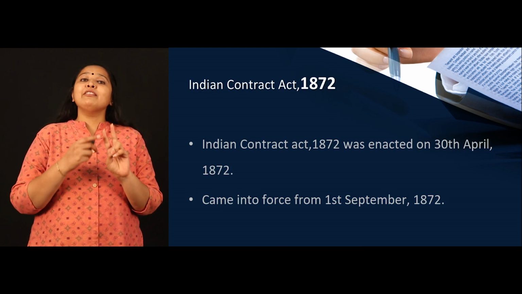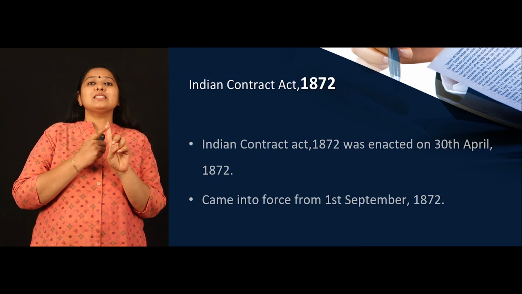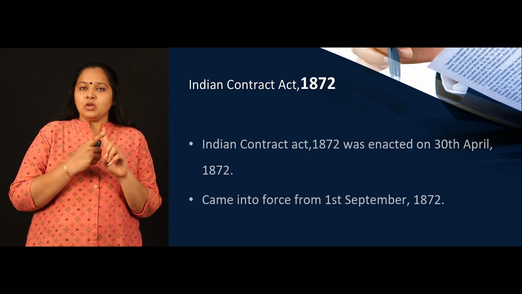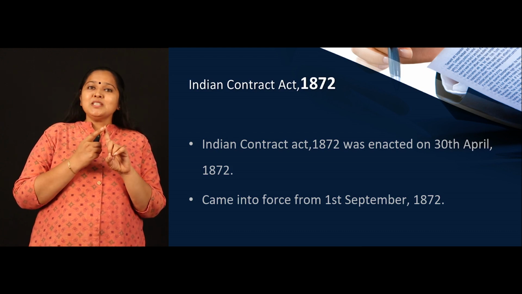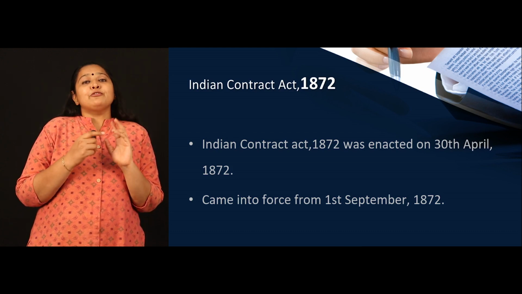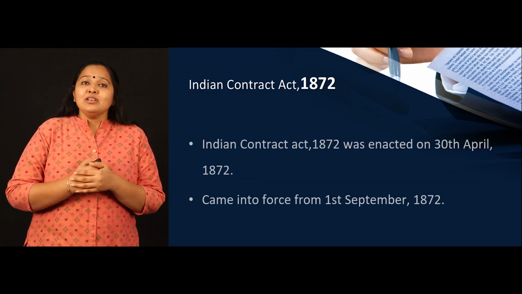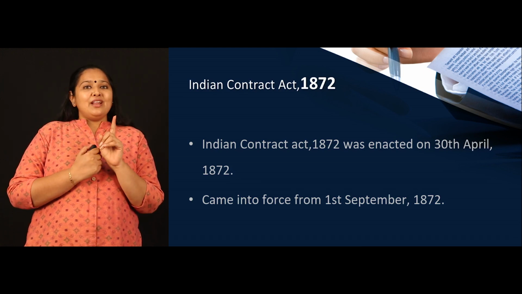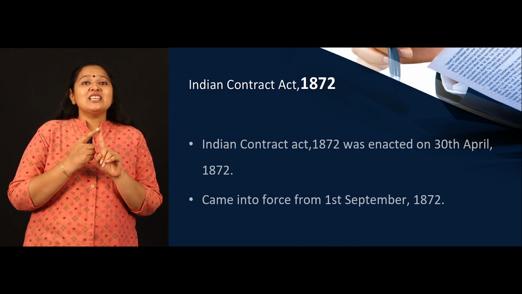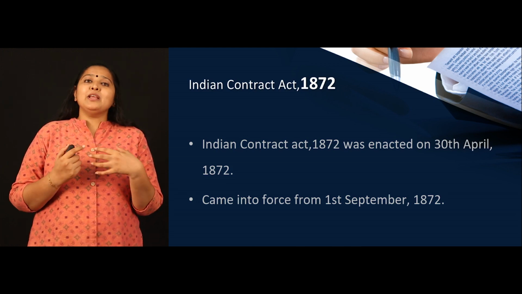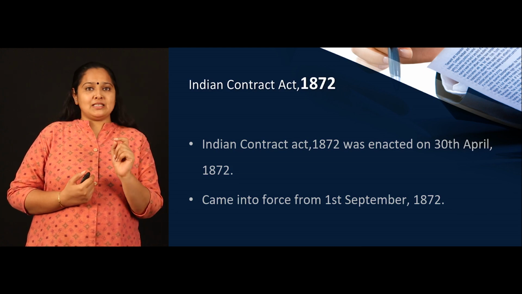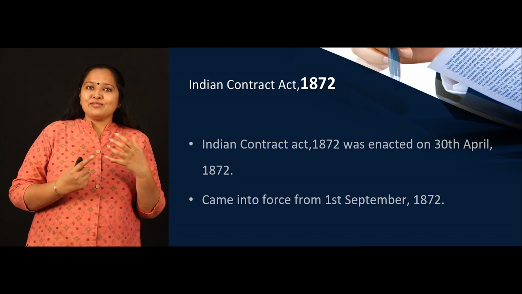specifies, or rather it has two dates. The first date was 30th April 1872. 30th April is the date on which this particular act was enacted, meaning formed. But 1st September 1872 is the date from when this particular act came into force, meaning it started to be applicable, or rather the application of this particular act has commenced. So, the commencement or application of this particular act.